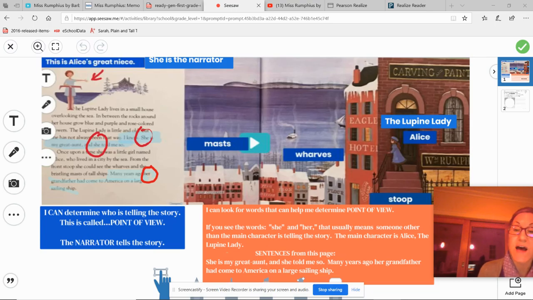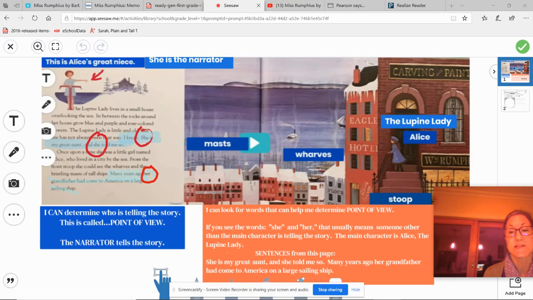So, boys and girls, I heard a few of those clue words, and I circled them in red. So can you read them aloud with me? She, her. If you see the words she and her, that usually means someone other than the main character is telling the story. And the main character in this story is Alice, the lupine lady. So she is not telling this story.